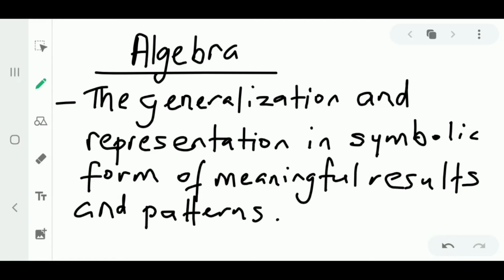So algebra is a generalization and representation in symbolic form of meaningful results and patterns. So let's say you wanted to add two numbers, but you didn't know what those two numbers were.